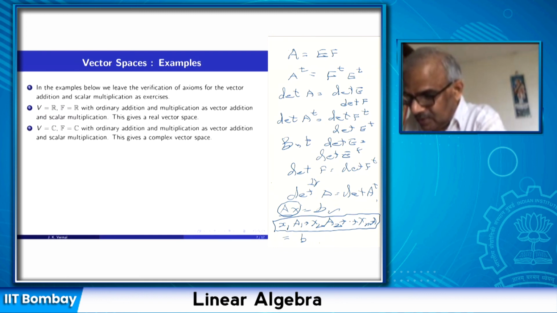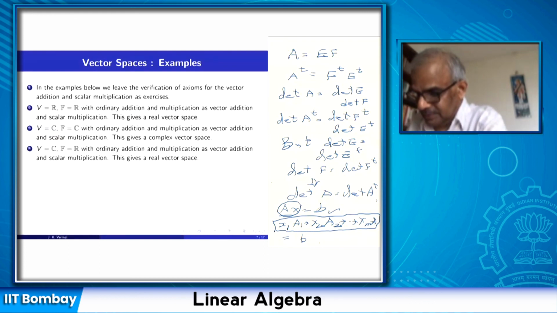We can look at the field of complex numbers and the vector space, which is again the field of complex numbers. With ordinary addition and multiplication as vector addition and scalar multiplication, this gives a complex vector space.